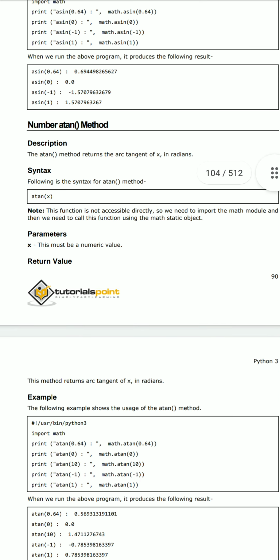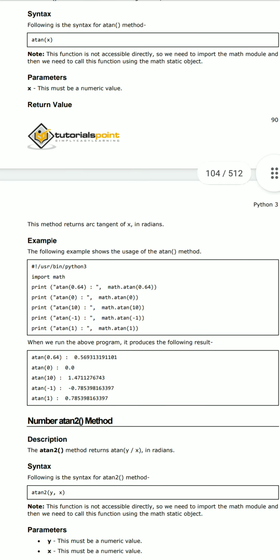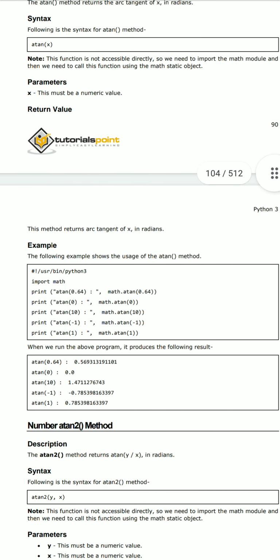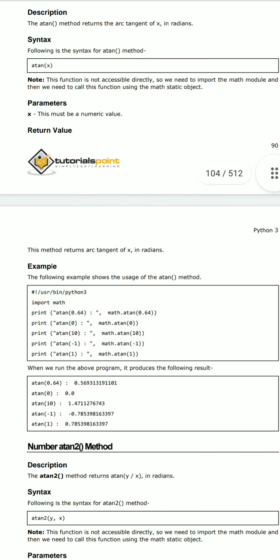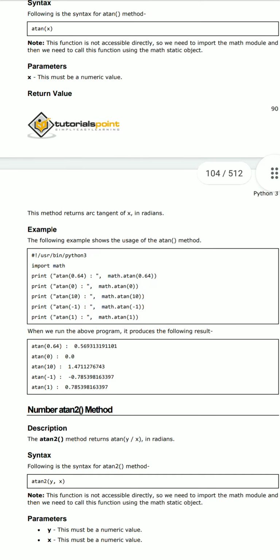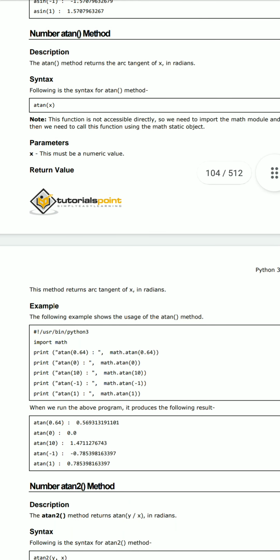Next we have another method called atan, that means the arc tangent method. By using this method we have the syntax atan of x. Here x is a numerical value, and suppose I use this in a program: print of atan of 0.64, the value would be 0.56, and atan of 10 the value would be 1.47. So like this it can return the values. So this is about the Python atan method in the numeric data type.